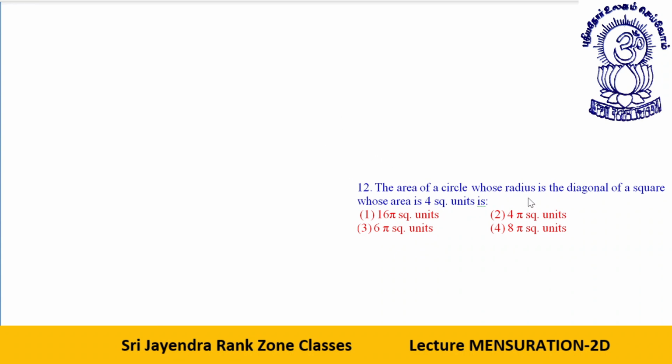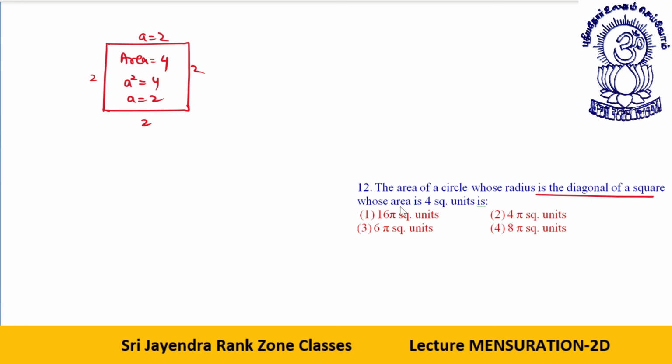The area of a circle whose radius is the diagonal of a square whose area is 4 square. See, first of all, let's draw a square. Okay, this is a square. Area is equal to what? 4. A square is equal to 4, so A is equal to 2. So the side of the square is 2. Now, the area of a circle whose radius is the diagonal of a square whose area is 4. So A is equal to 2. What is the diagonal? Diagonal is equal to 2 root 2.